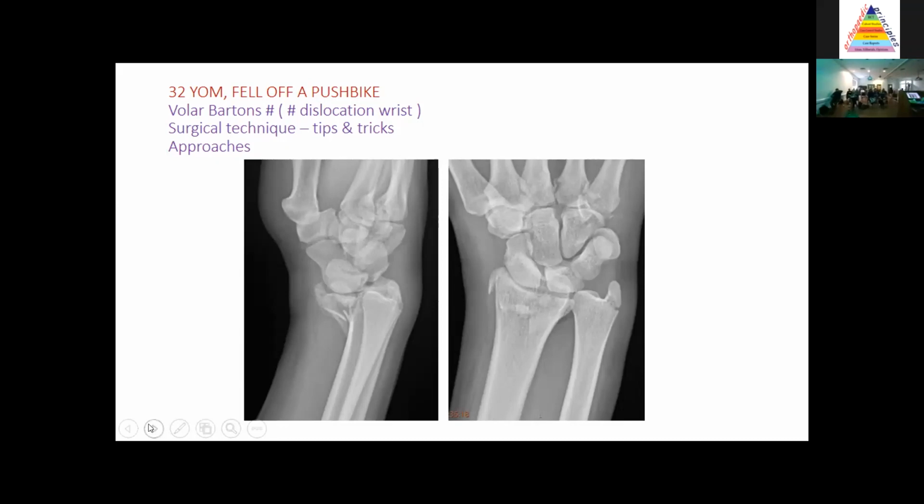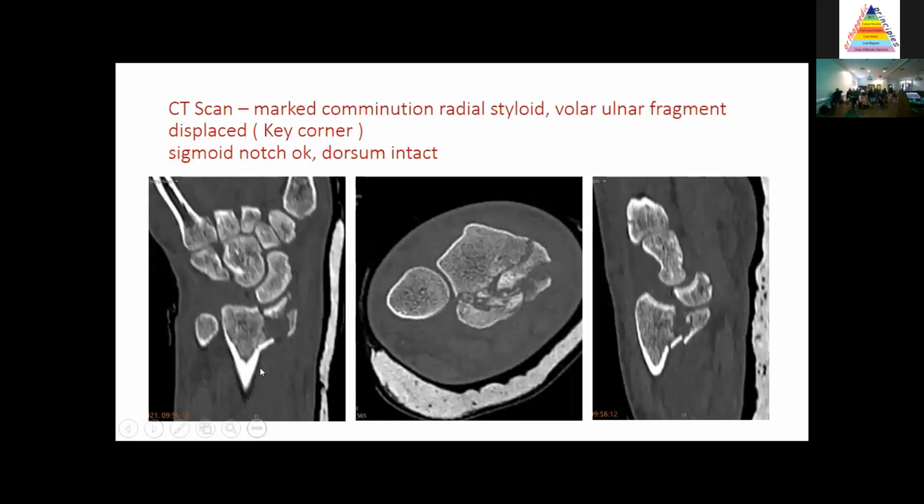Is it Smith? Volar Barton? Colles? Looks like a volar Barton. Very good. It is a volar Barton, sir. In the exam for me, Saurabh, because then it gives you more confidence, yes? Good. So what am I showing on this coronal CT?